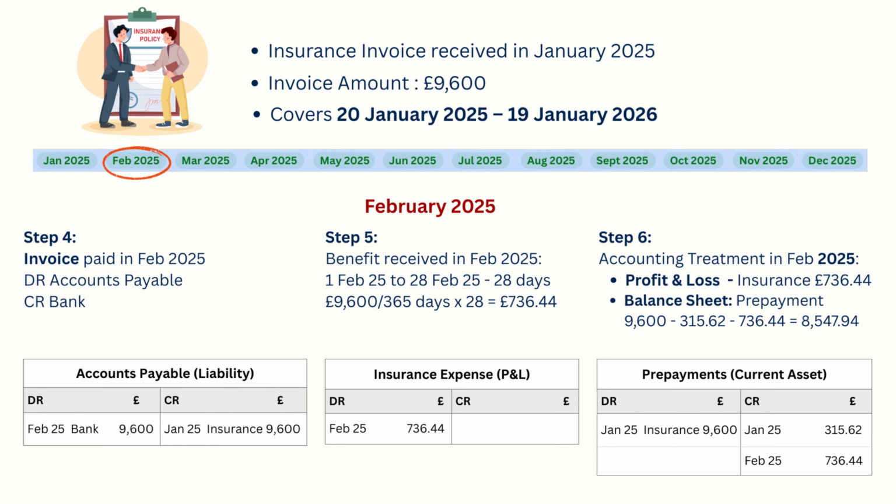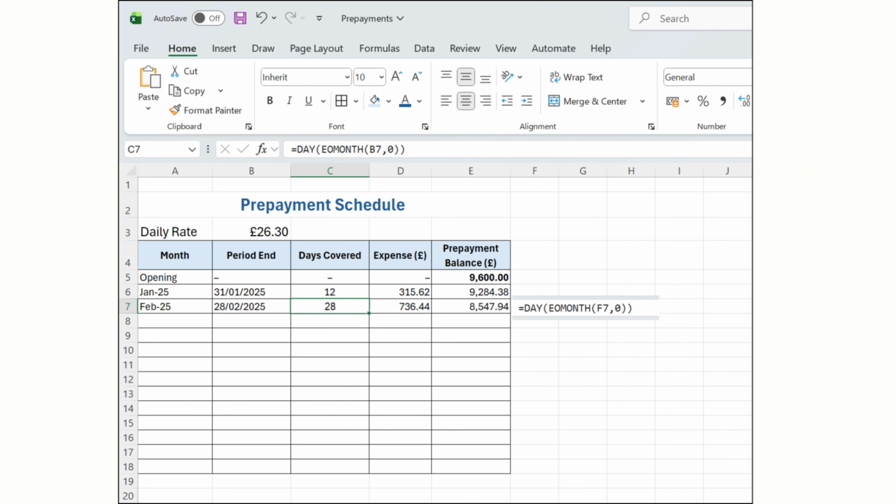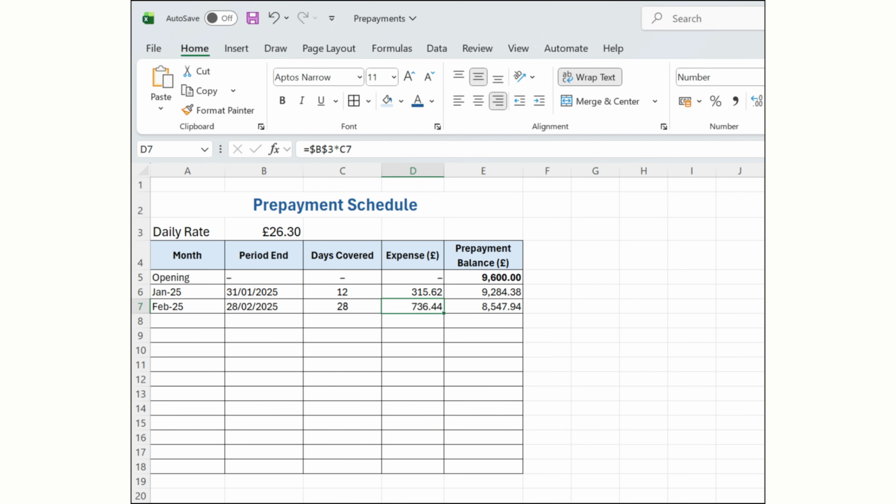Now let's move to February. Two separate things happen in February. We pay the invoice and we consume more insurance. Paying the invoice only affects accounts payable and bank. It does not affect profit. The February insurance expense comes from the same daily rate calculation, 28 days multiplied by the daily rate. £736.44 is the February insurance expense that appears in the profit and loss.